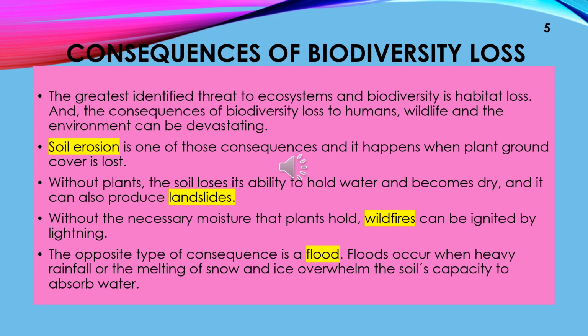Look at number 2. There is water everywhere. So that is a flood. A flood occurs when heavy rainfall or the melting of snow and ice overwhelms the soil's capacity to absorb water. So the soil is not capable of absorbing the water that is around. And the last one is wildfires. That's an example of wildfires, and how human beings are destroying the ecosystem.